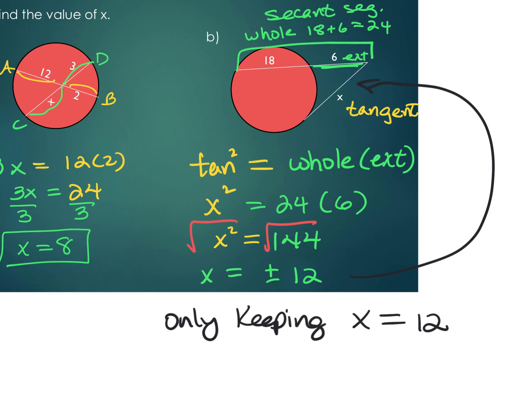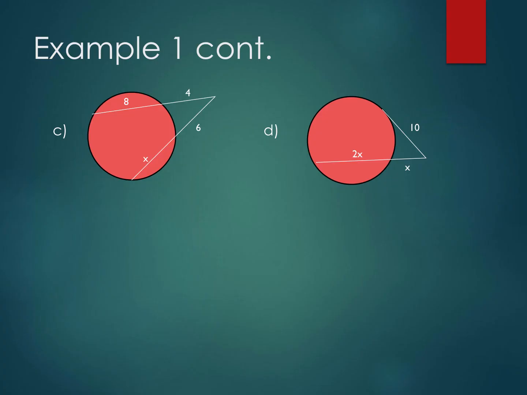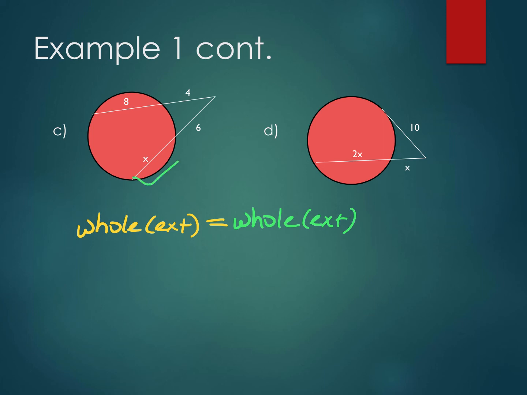Let's do 2 more examples. Next, we have 2 secant segments now. So again, we're going to use the formula whole times external equals whole times external. So over here, I could say that this is my whole. It's going to be x plus 6.